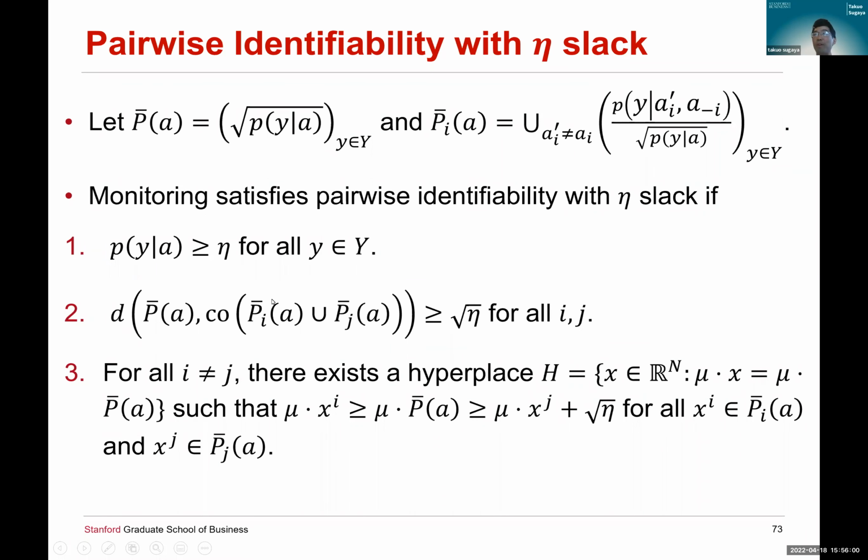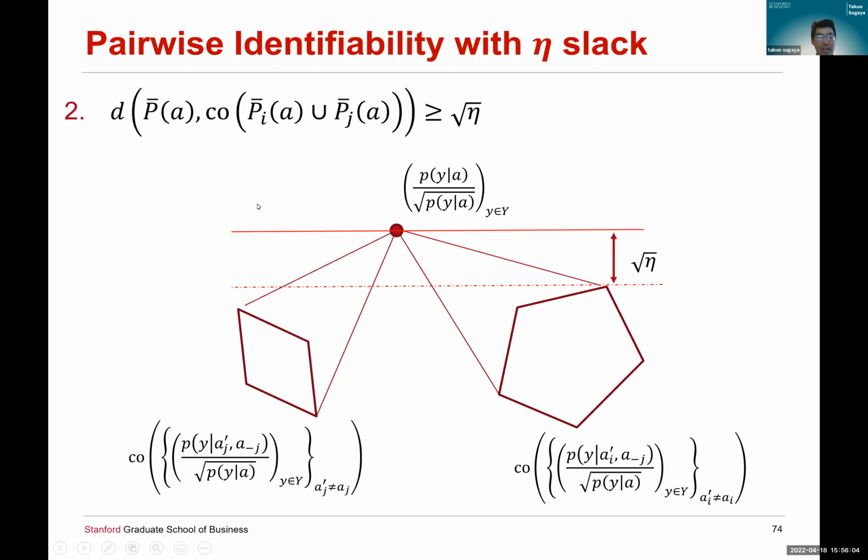And the last two are so-called pairwise Folk theorem conditions. These are easy to understand just by looking at the picture. So the second requirement is, if you look at the P bar of A, that is this distribution, and consider the convex hull of what player i can generate by deviation. So player i deviates to a_i prime, generates this distribution, take a convex hull. And this is what player j can generate, take a convex hull. And take a convex hull of these two. Then the convex hull of these two is separated from this point by some hyperplane, whose distance between the equilibrium distribution and this convex hull of the two deviation distributions is lower bounded by the square root of eta. So this essentially says that deviation can be detected with sufficient precision eta.